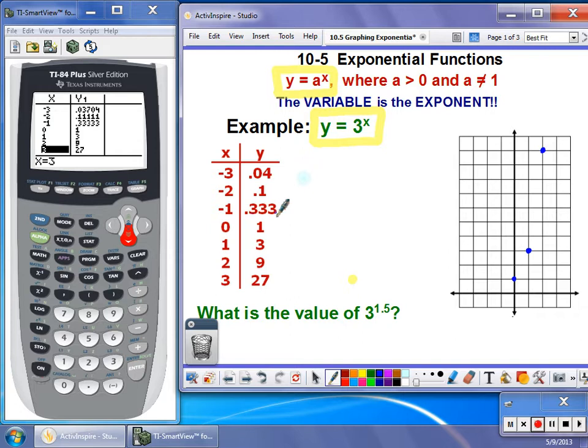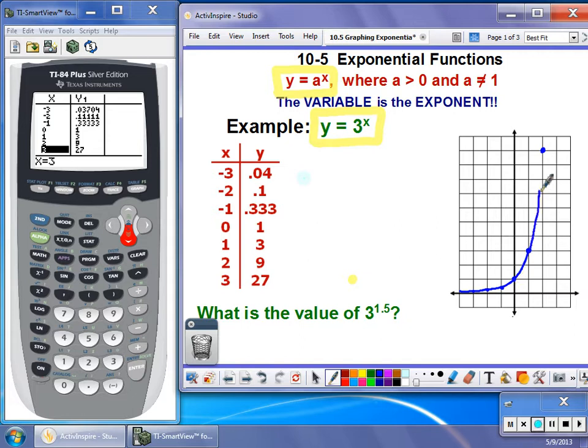0.333 is a third. So I'm going to go to -1 and then up about a third. I don't know exactly where it is, I'm just going to guess. I know that 0.1 is going to be a little bit less than this, and I know that 0.04 is going to be even less than that. The important thing to know is I never hit 0. These decimals keep getting smaller and smaller, but they're never actually going to hit 0.